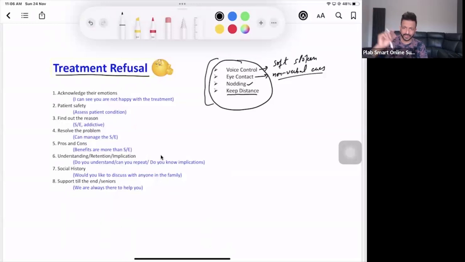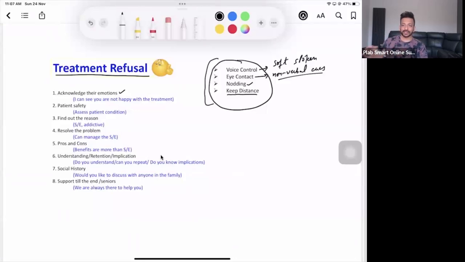You've got so many scenarios on this topic. First of all is acknowledgement. I can't stress enough how important this acknowledgement part is in this exam. And to be honest, when you start working, acknowledgement will be a part of your life. You have to acknowledge everything. So, for example, you started the station, how can I help you? And your patient says, I don't want this treatment. How will you acknowledge it? It's very easy. I can see you don't want this treatment. I can see you're not happy with this treatment.